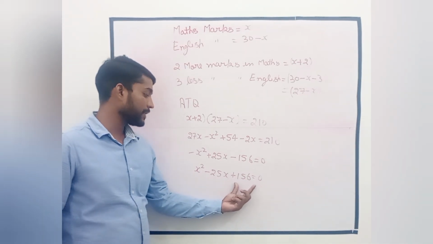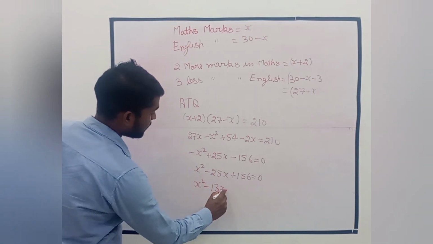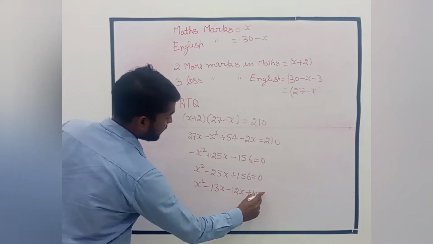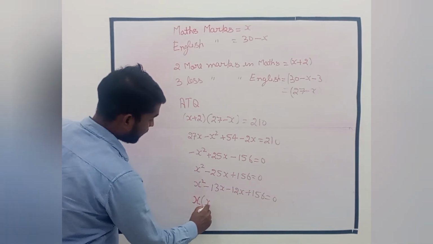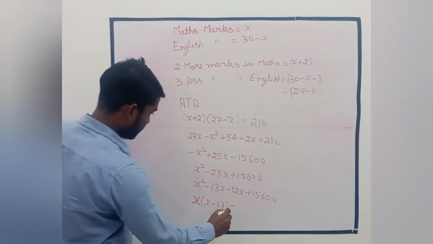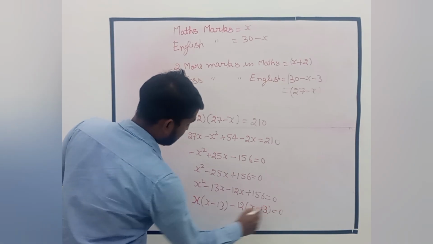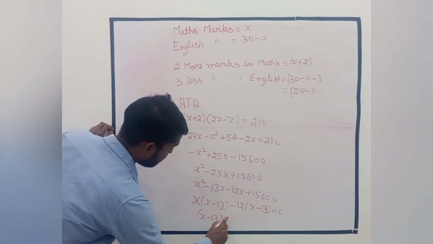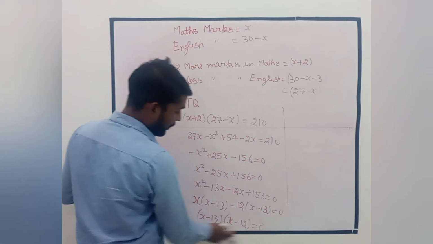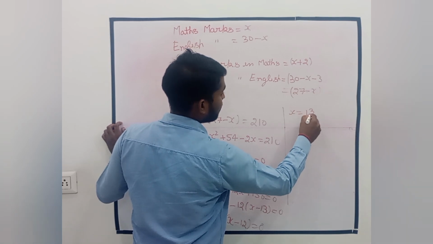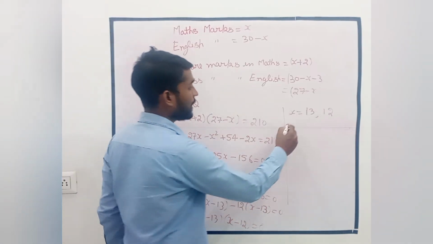factors of 156 should be such that the sum is 25, then we can take x square minus 13x minus 12x plus 156, and we take x as common, x minus 13, and we take minus 12 common, x minus 13, and from here x minus 13, x minus 12, and from here we conclude the x is 13 and 12, and both of the marks can be set in the maths marks.